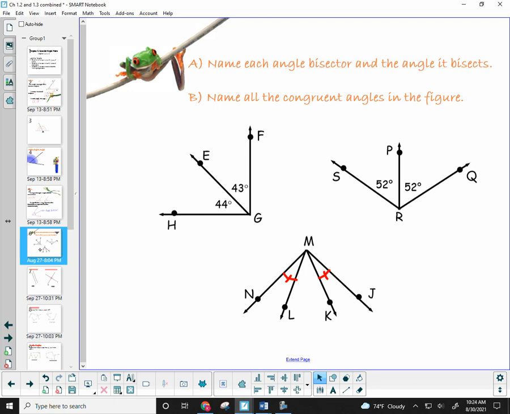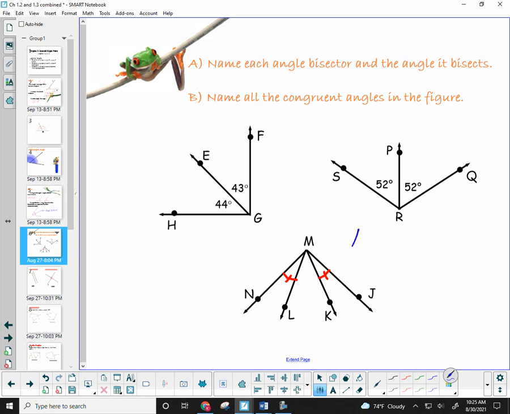All right, let's talk about what you have. In the top left figure, do we have any congruent angles? No, we do not. So we do not have an angle bisector. We don't have any congruent angles to list. How about this one over here? Do we have any congruent angles?